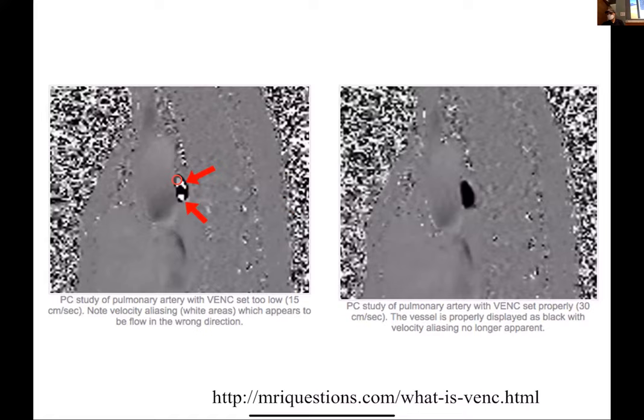These white velocities here are flow that's so great that the phase has gone into the negative part, okay? So you want to change the parameters to make that phase less, so that your greatest velocity will never cross that point. And when you do that, you don't have that aliasing. This is an important thing for the radiologist or the technician to know: what's called the VENC factor, which is basically the velocity at which you hit 180 degrees of phase. In this case, the VENC was set too low, at 15 centimeters per second. So anything more than 15 centimeters per second got aliased into the wrong direction. When they reset it to 30 centimeters per second, it looks okay.